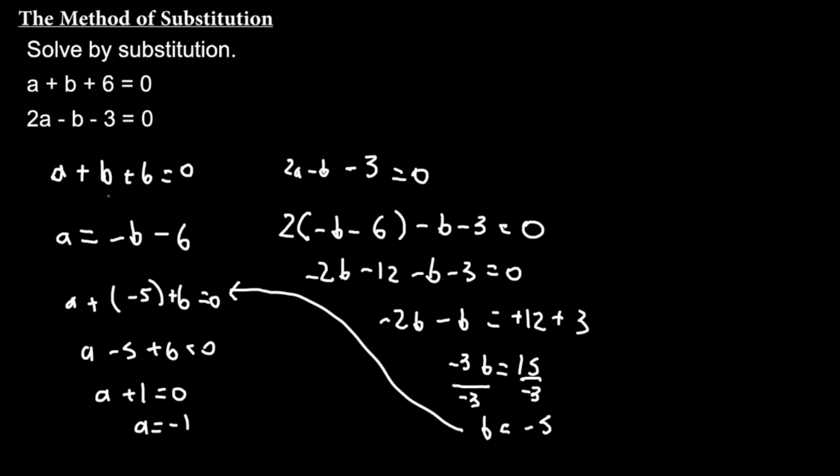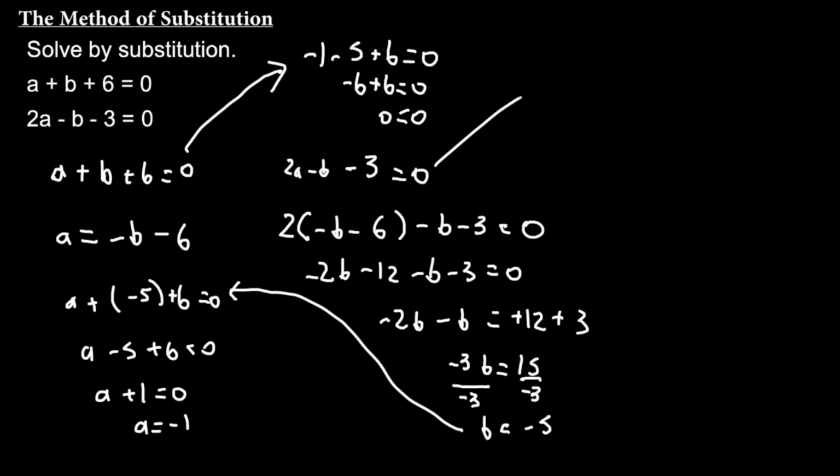So let's substitute both of these numbers into our first equation. I'll just draw an arrow here. So first we have a plus b plus 6 equals 0. A is now negative 1, so negative 1 plus b. B is minus 5. Minus 5 plus 6 equals 0. Negative 1, negative 5 gives us negative 6 plus 6 equals 0. Negative 6, positive 6, 0 equals 0. All right, so that's good.